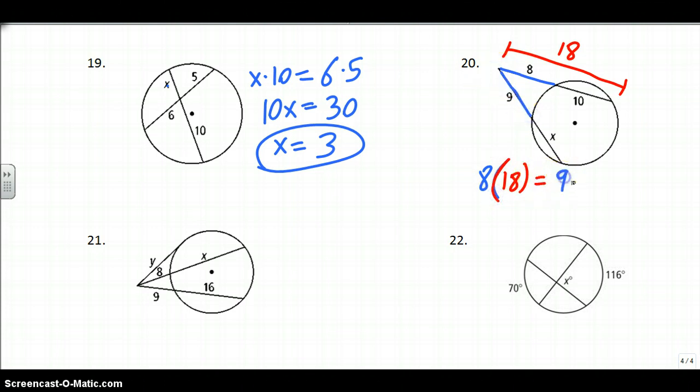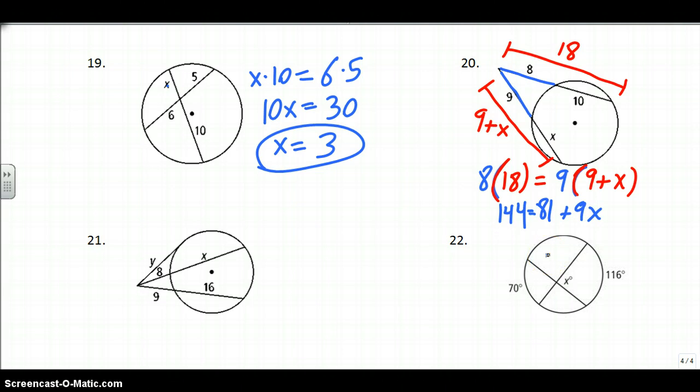The part that's outside times, let me just write that in red, the whole segment. Well, how long is this whole segment? Well, technically I would add these two, right? So it'd be 9 plus x. Okay, so you take the part that's outside times the whole segment, and set that equal to the part that's outside times the whole segment. You have to do a little multiplication here. 8 times 18 is 144. And then on the right, you distribute. You get 81 plus 9x.